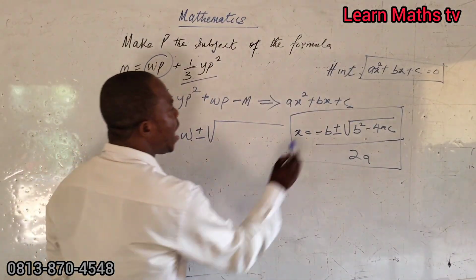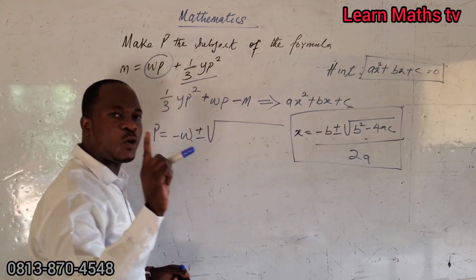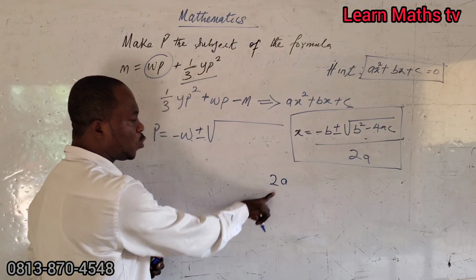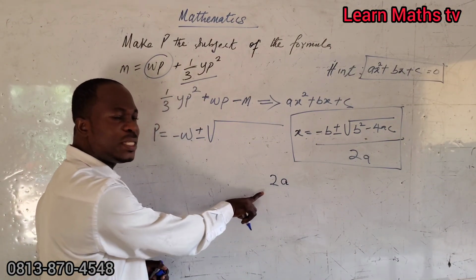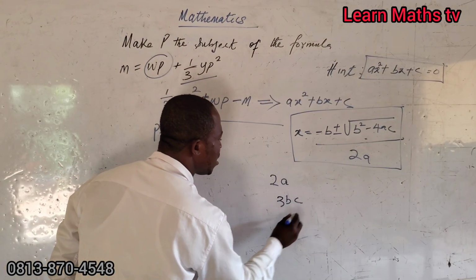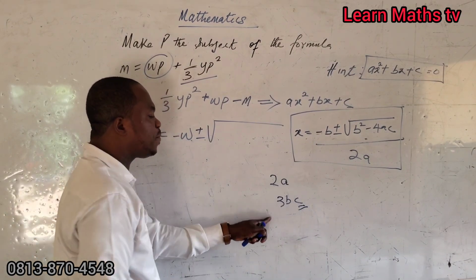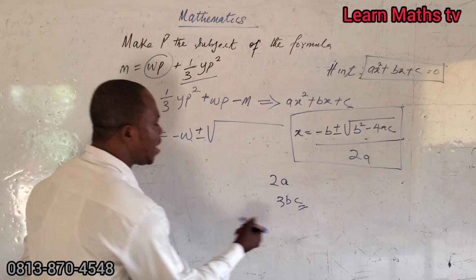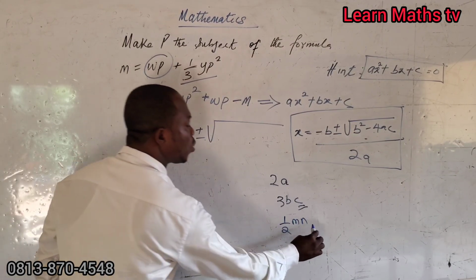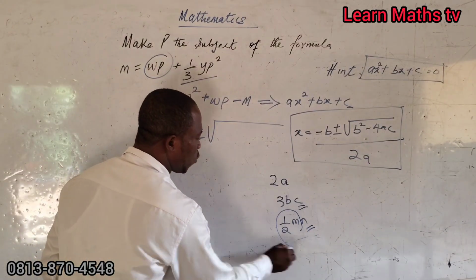So we have b squared, and of course the coefficient of x is b. If I say coefficient, what do I mean? Watch. If I write 2a, 2 is the coefficient of a, which means that 2 is attached to a. Watch me again. If I write 3bc, and you ask, what is the coefficient of c? The coefficient of c is 3b, because 3b is attached to c. Watch again. If I say 1 over 2m n, and you ask what's the coefficient of n? The coefficient of n is 1 over 2m.